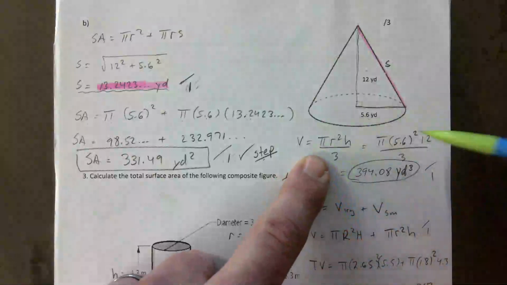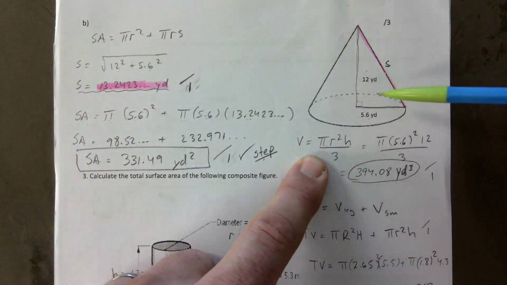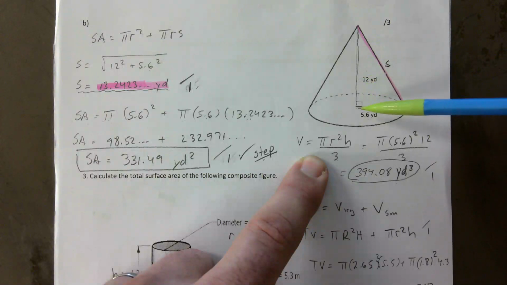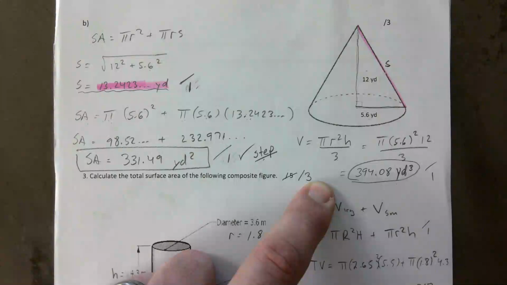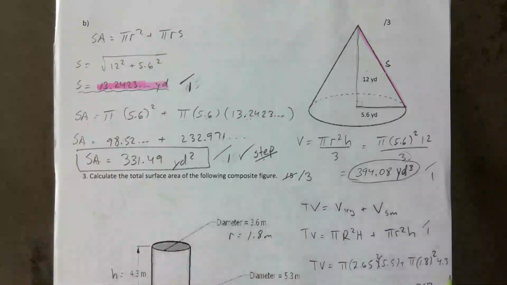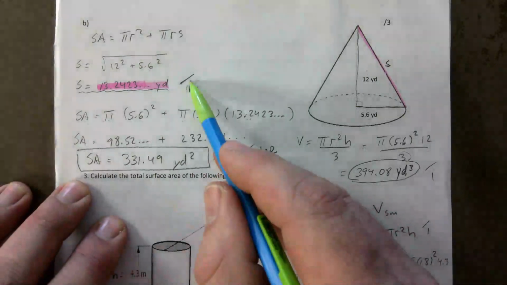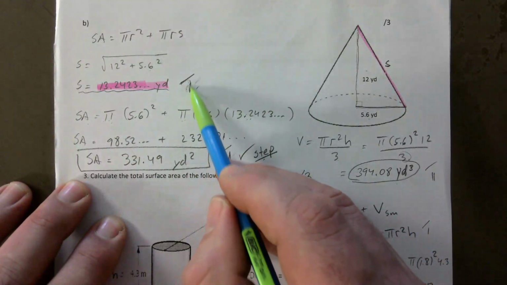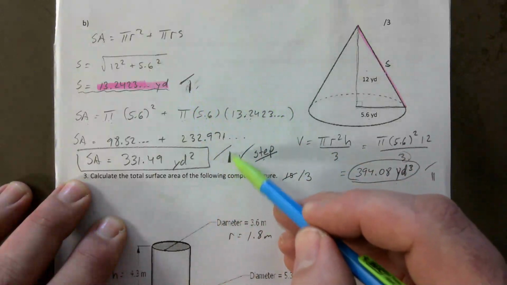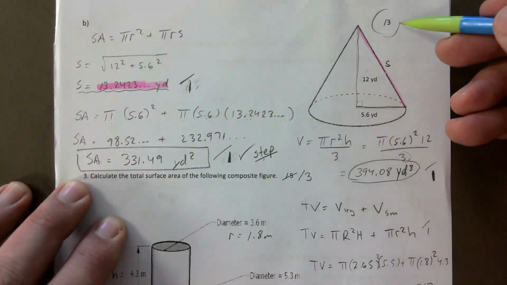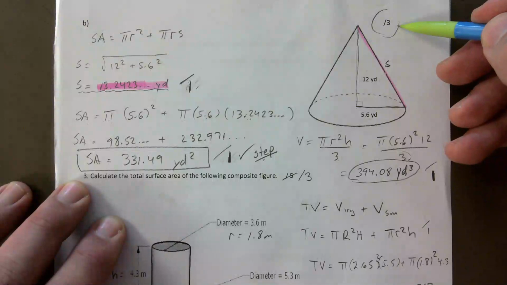For the volume, it's a lot easier. You have everything you need. It's pi r squared times the height. So the height of the cone is actually going right through it, and you get that many cubic yards. Don't forget to divide by 3. That's very important. So you get 1, 2, 3 marks. The slant height gives you a mark, the surface area gives you a mark, and the volume gets you a mark. So 3 marks here.